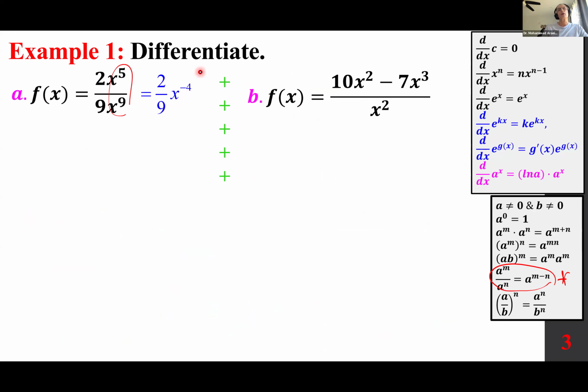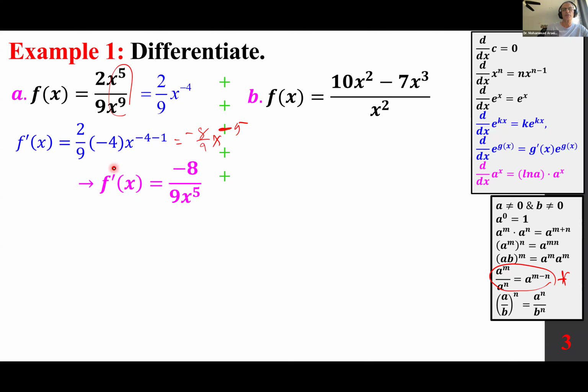power of negative 4 minus 1, or minus 5. In other words, this one is now 2 times negative 4, negative 8 over 9, x to the power of minus 5. So we take it down using negative exponential rules. We take this down, we make it x to the power of positive 5.